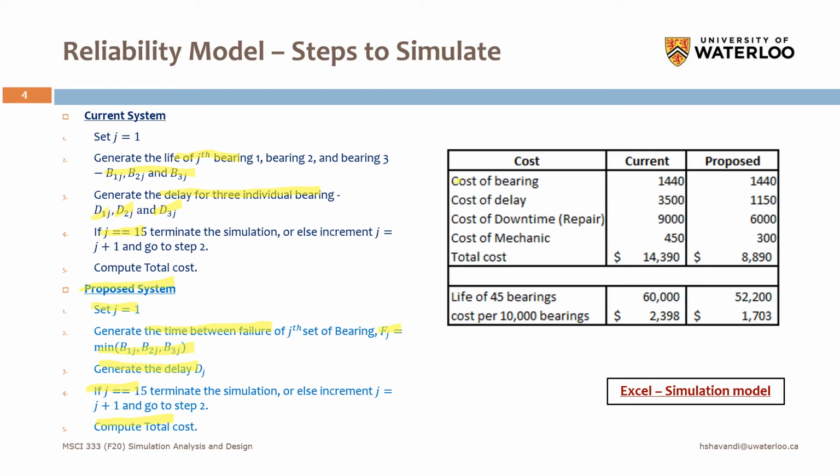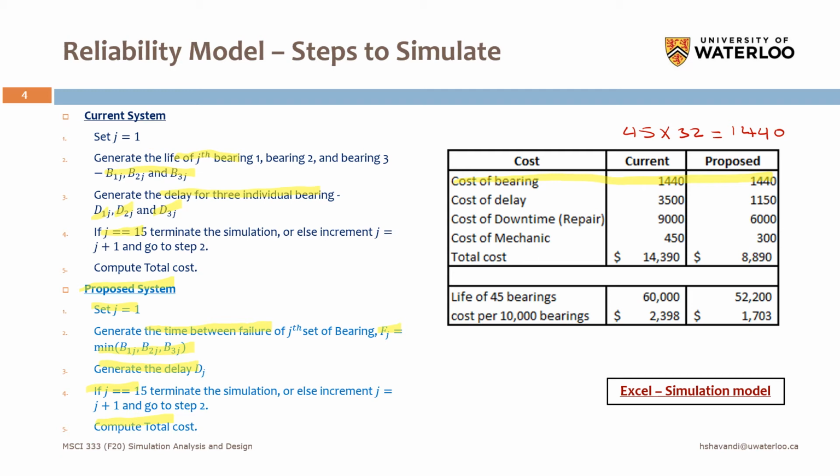So the total cost would be something like this at the end of the simulation. As you see here, the cost of bearings is exactly the same between the two policies, right? I mean the purchase cost of bearings, because in both policies we are going to replace 15 bearings of each type. So in total, we'll have 45 bearings replaced. If we multiply 45 times 32, the cost of each bearing, then it will be $1440. So this is the total cost of just purchasing the bearings, okay?